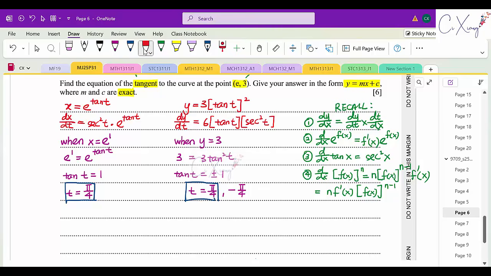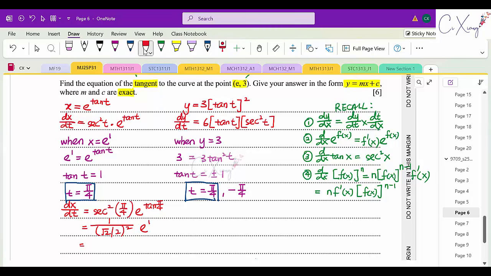Substitute this value into my dy/dx, dx/dt. So I'll be having secant squared pi over 4, t is pi over 4, then e to the tangent pi over 4. What's the value for secant? The secant is basically 1 over cos, right? So 1 over cos pi over 4, I will be having square root 2 over 2. Then you square it. Then e to the tangent pi over 4, which is 1.